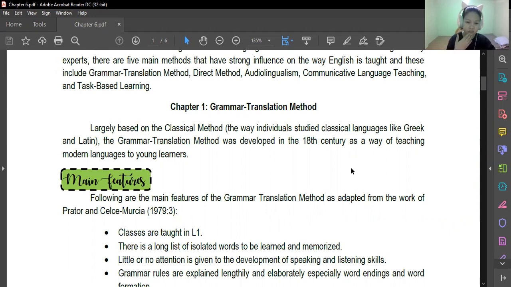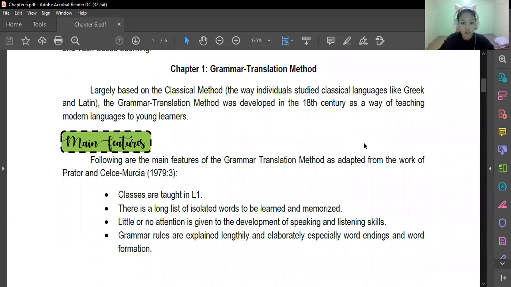Okay, so this was developed in the 18th century as a way of teaching modern languages to young learners. I think when we were in elementary, this is how we were taught the English language. That's why most people in our generation, when you test their capacities and aptitude when it comes to the English language, they're good in written exams. Pero when you let them speak using the English language, talagang kulang. Some of us are not really confident. Okay.